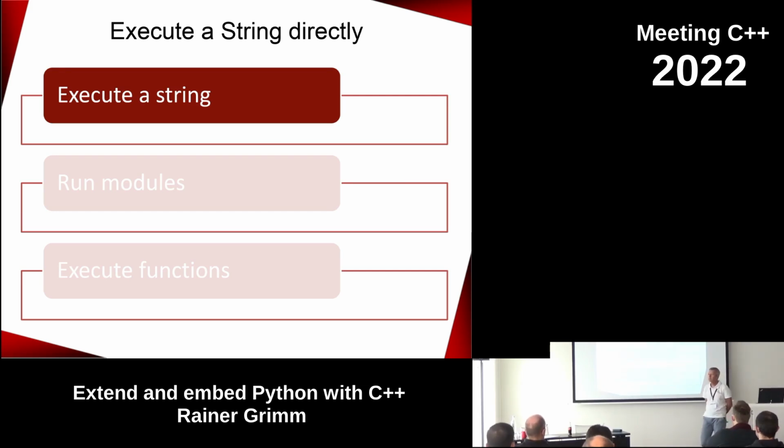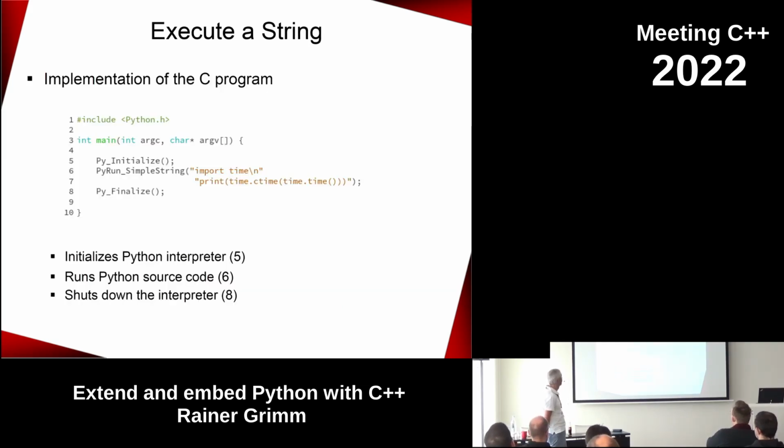Once more, now we do it the other way around. We have C, and we want to call Python from C. First, it's extremely easy. Once more, I did it with GCC and Clang. The examples are with GCC on Linux. Here's what I have to do. This is a C program. I have to initialize and shut down the Python interpreter. This is all what I have to do.